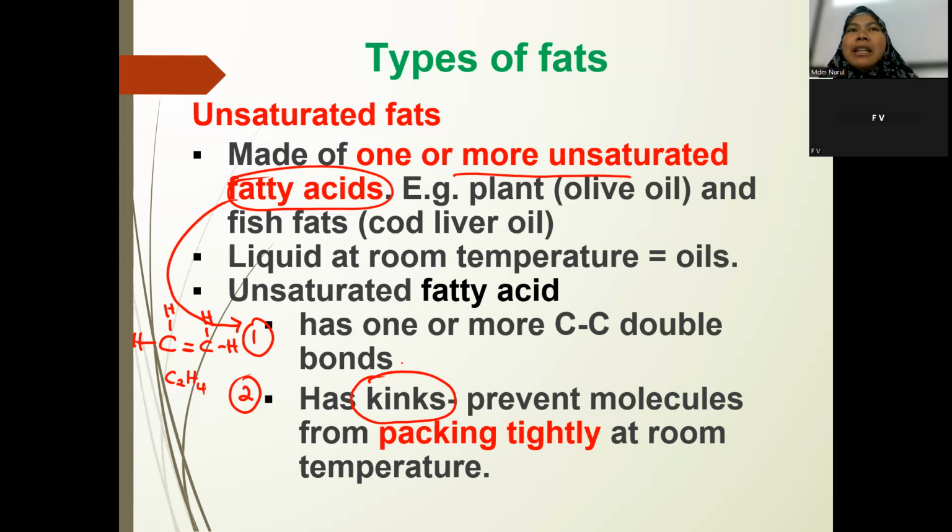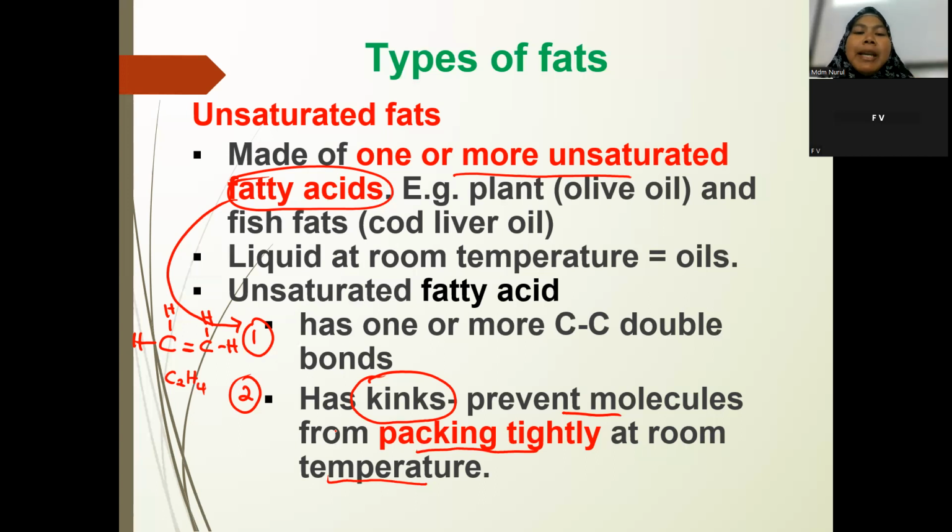Okay, dekat rantaian hidrokarbon tu, you akan nampak satu struktur yang membengkok. Okay, kejap lagi Madam tunjuk. Right. It has kink. So what does it mean by having kink? Kink will prevent the molecule from packing tightly at room temperature. So the kink help ataupun make sure molecule ni will not packing tightly.